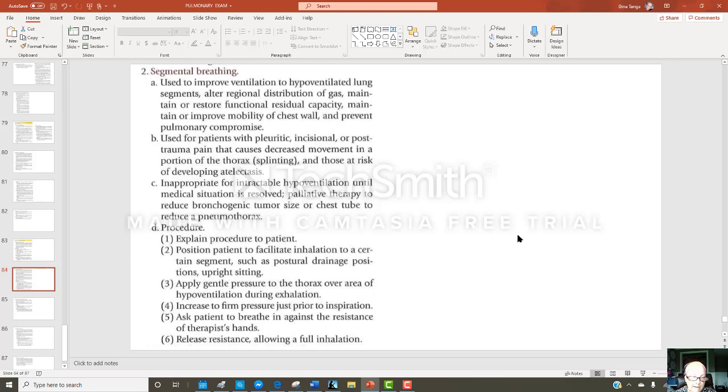Procedure. Explain procedure to patient. Position patient to facilitate inhalation to a certain segment, such as postural drainage positions, upright sitting. Apply gentle pressure to the thorax over area of hypoventilation during exhalation. Increase to firm pressure just prior to inspiration. Ask patient to breathe in against the resistance of therapist's hands. Release resistance, allowing for full inhalation.